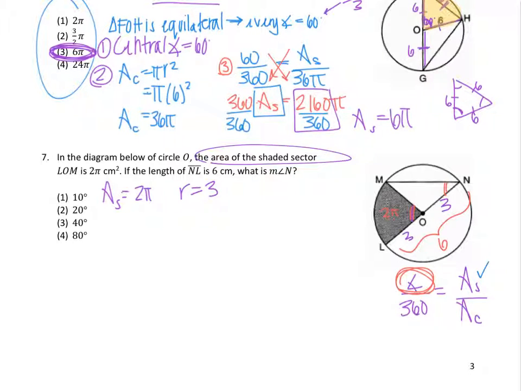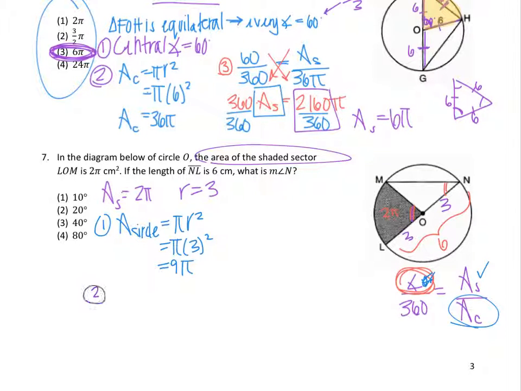We have the A sub S, the area of the sector, was 2 pi. We have the angle, no we don't, just kidding. We need the angle, but we don't have area of the circle yet, so we need to find that. First, area of the circle. Please find this in terms of pi. So I find the area of the circle to be 9 pi.